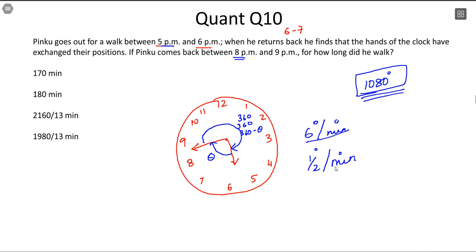So when the minute hand is operating at the rate of 6 degree per minute, our hand is operating at the rate of 6.5 degree per minute. So how much time should it take? 1080 divided by 6.5. 6.5 can also be written as 13 by 2. This 2 goes to the top and you end up with 2160 by 13. The answer to the question will be option C. Again, a straightforward question for those who have been familiar with this question type. For those who have not, maybe this will give you some more insight about it.